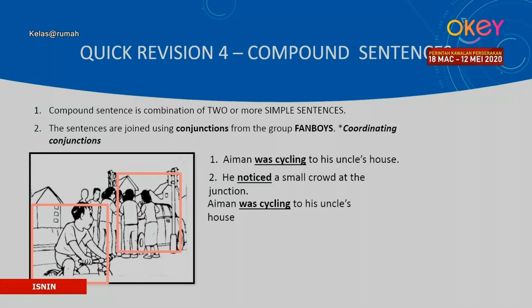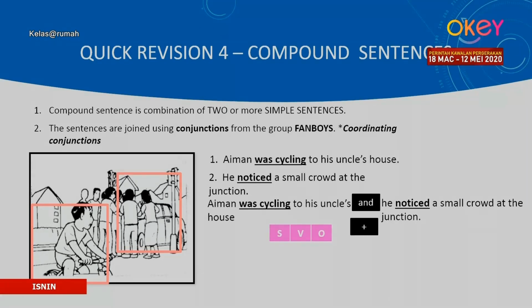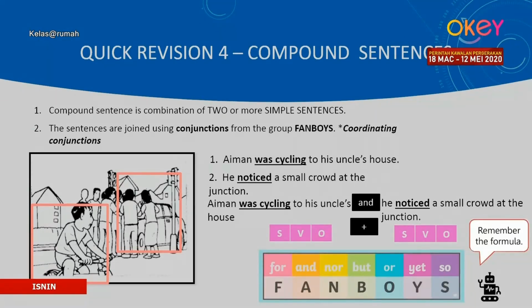Did you know that you can combine these sentences with a joint word known as conjunction? For example, Aiman was cycling to his uncle's house, and he noticed a small crowd at the junction. Can you see that? So you have two SVOs combined as one. And in this example, we are using the conjunction and from the group fanboys. Fanboys. For, and, nor, but, or, yet, and so. So remember the formula.